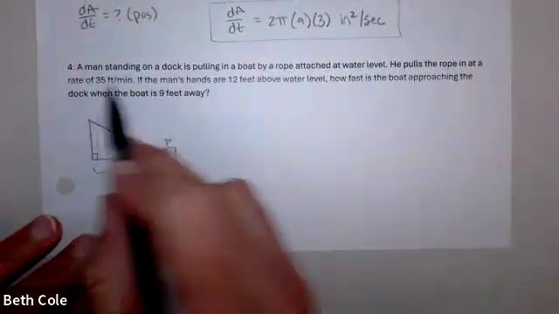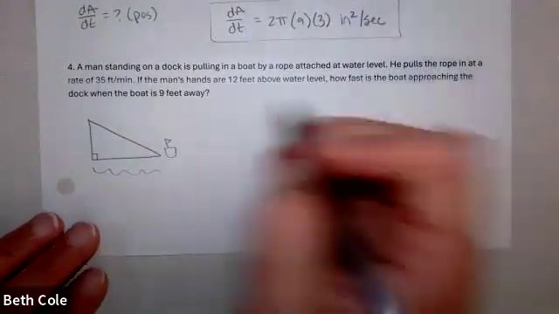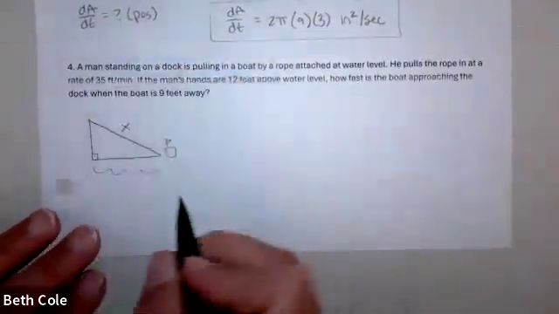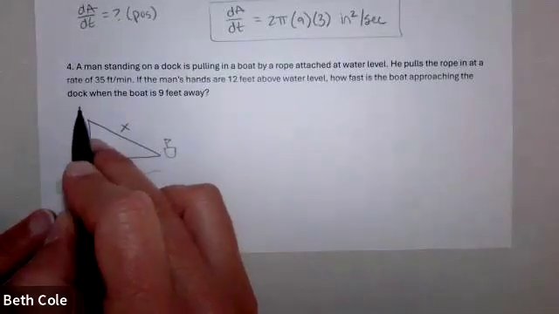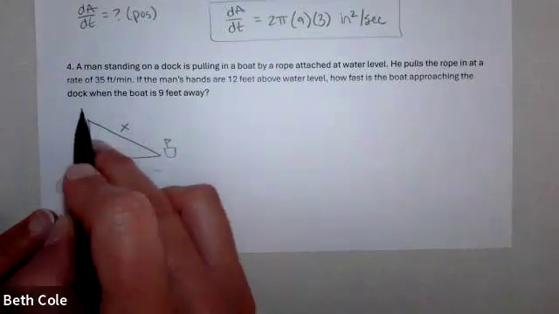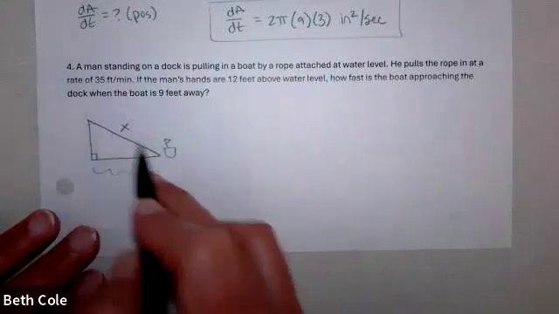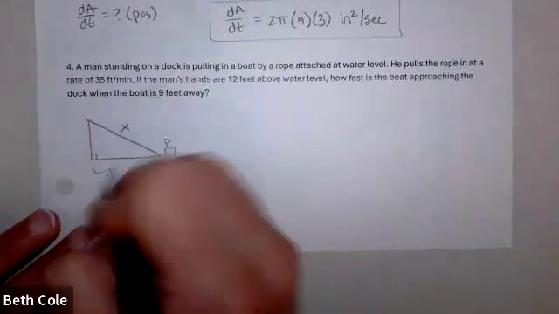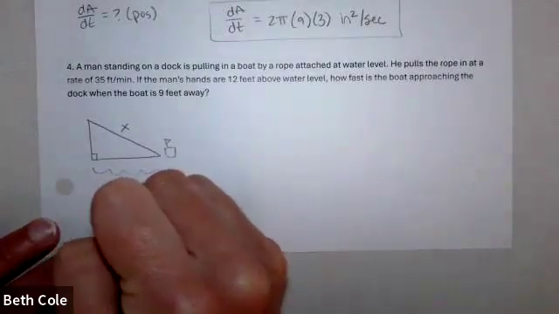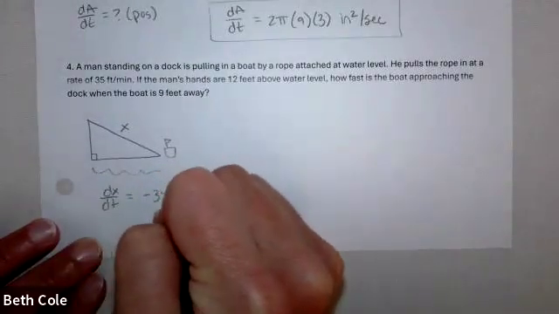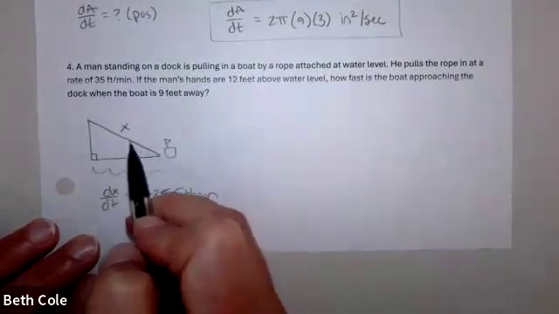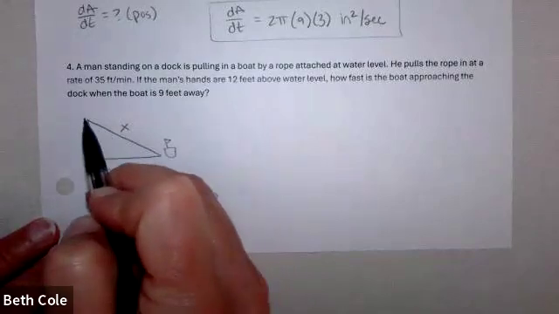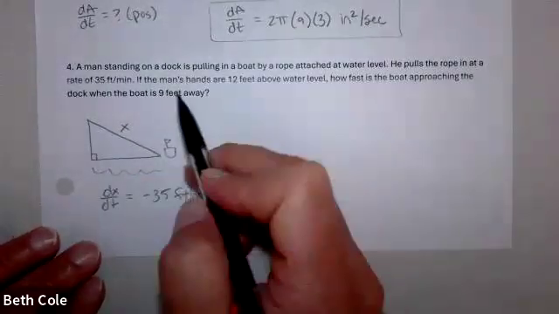He pulls in the rope at the rate of 35 feet per minute. So I need a variable for that. I'm going to call that X. This is connecting the boat to him. So he's up here on the dock. I can't draw a dock, but he's up here above the water. And this is the rope. So he's pulling it in at a rate of 35 feet per minute. So that's going to be negative because as he pulls in the rope, this distance is shrinking. It's decreasing. So we have a negative rate.